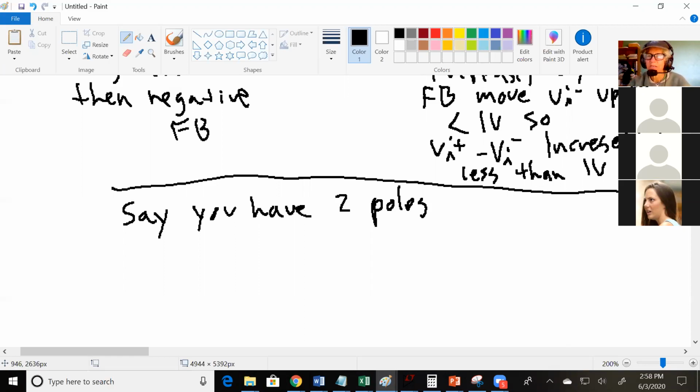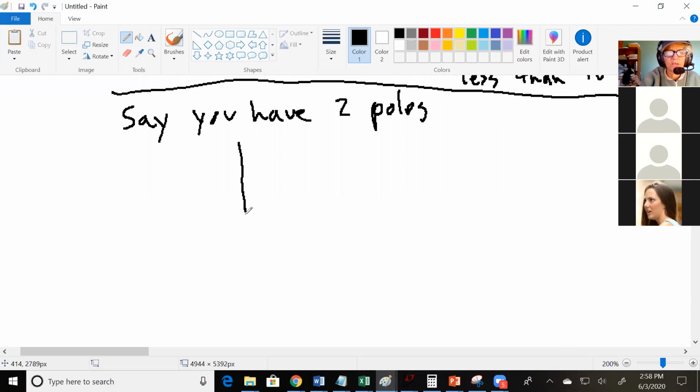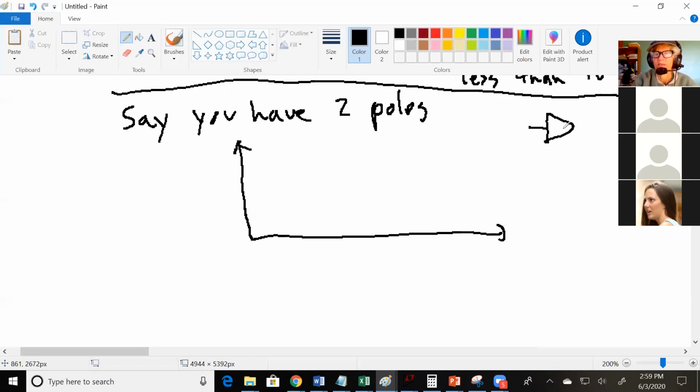So let me just state Barkhausen's, and then next time we'll finish that up. Remember, between each stage you have a pole. So if you have a diff pair and then a gain stage and then an output stage, there's 2 poles right there. One between the diff pair and the gain stage, and one between the gain stage and the output stage. So here's one pole, and here's another pole. So that's already 180 degrees phase shift.